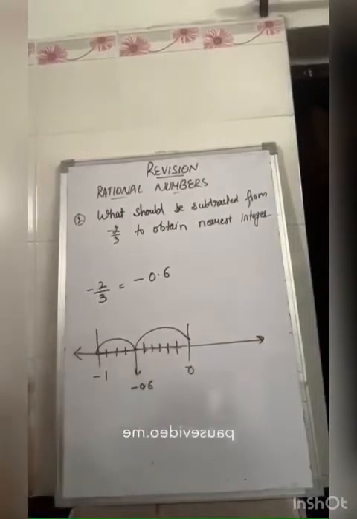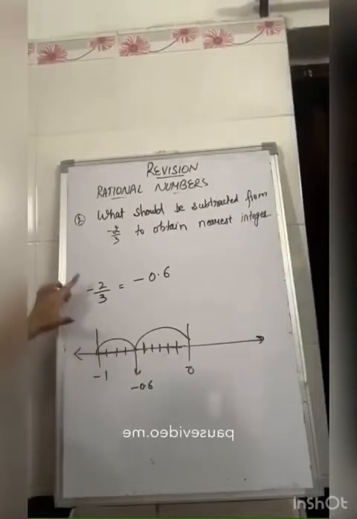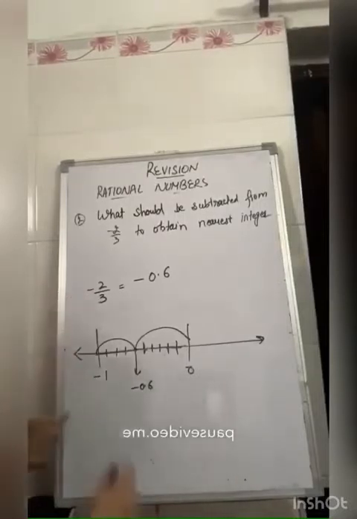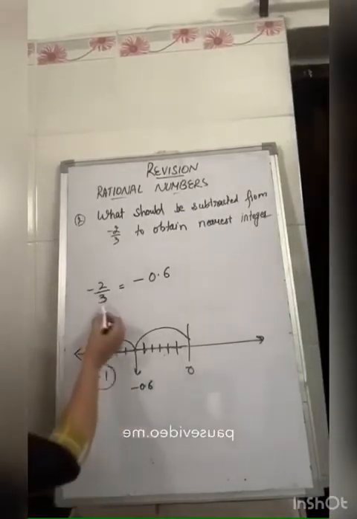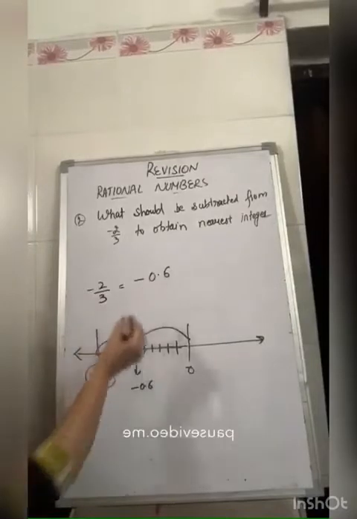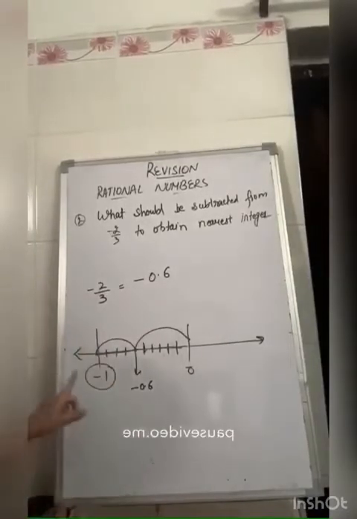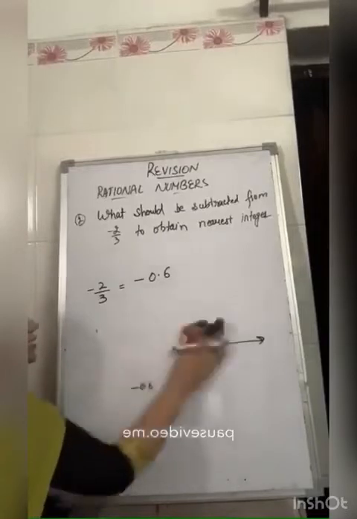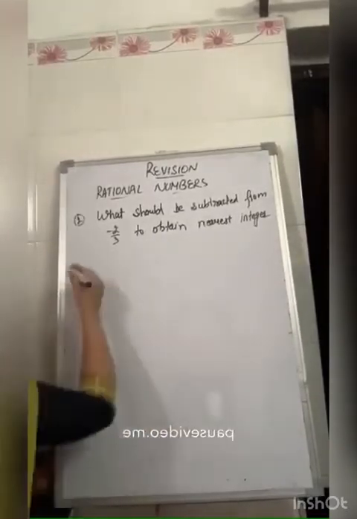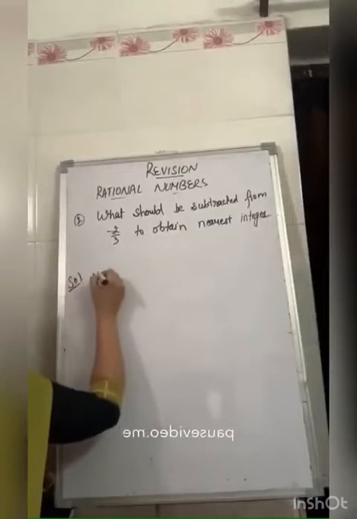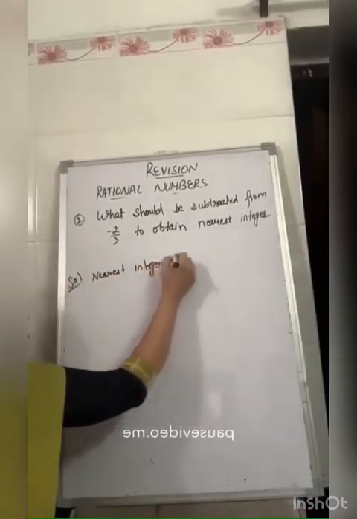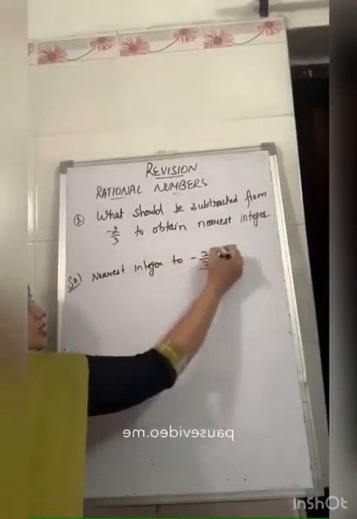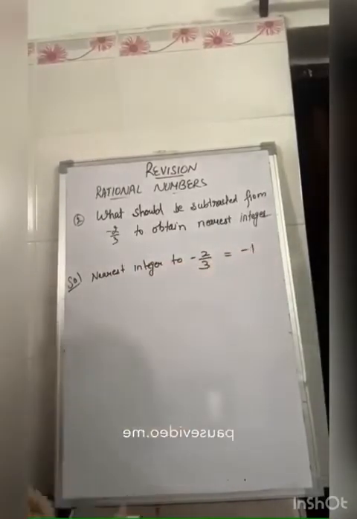Now see and think: minus 2 by 3, which integer is nearest to minus 2 by 3? Obviously minus 1. So the nearest integer to minus 2 by 3, or we can say to minus 0.6, is minus 1. Right? So now we will solve the question. We will write: nearest integer to minus 2 by 3 is equal to minus 1.